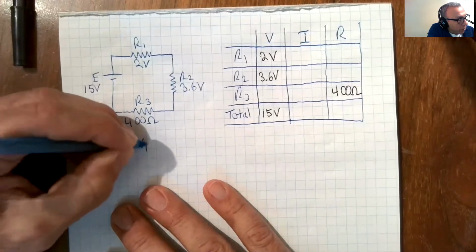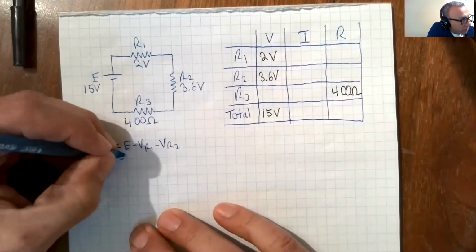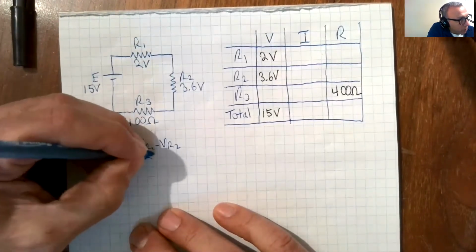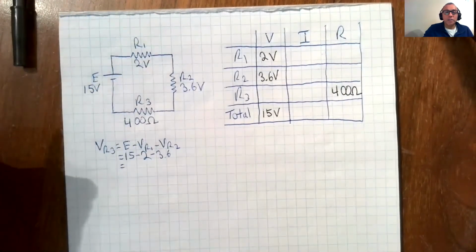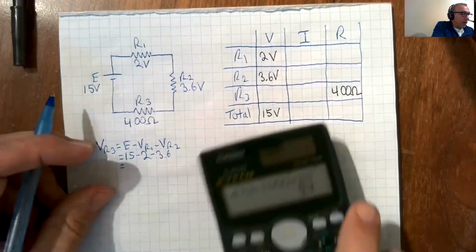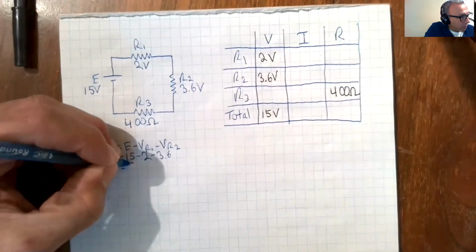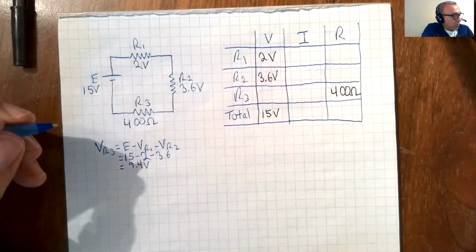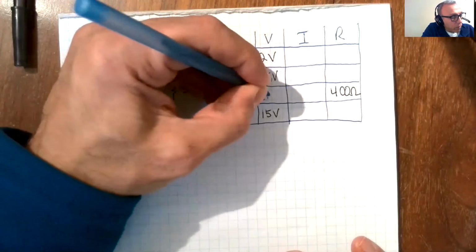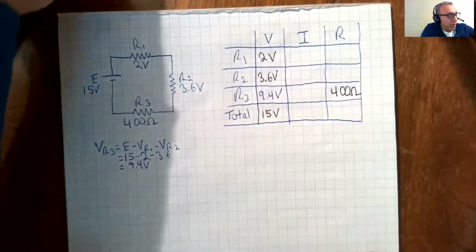Using Kirchhoff's voltage law, we could say that VR3 is equal to E minus VR1 minus VR2, which gives us 15 minus 2 minus 3.6. And that gives us 9.4. Okay, so we get 9.4. All right, so let's plug 9.4 into that row.